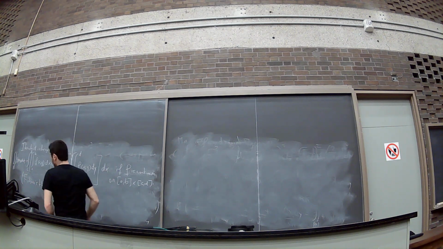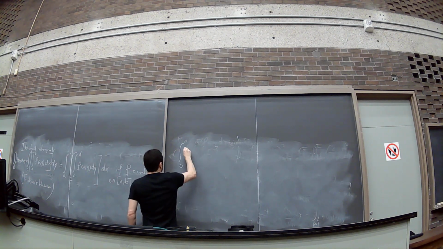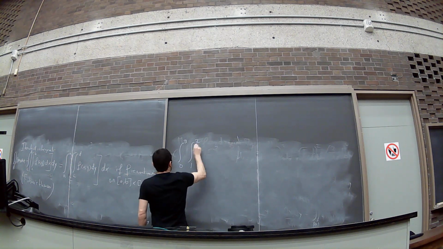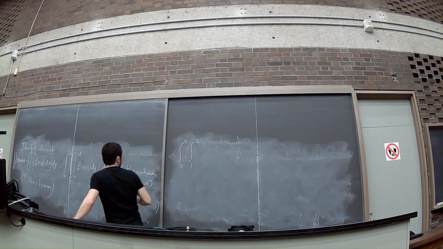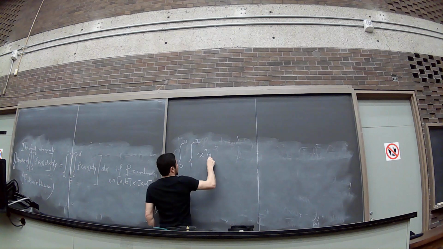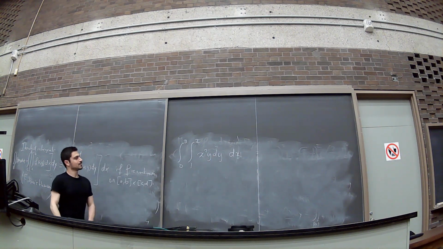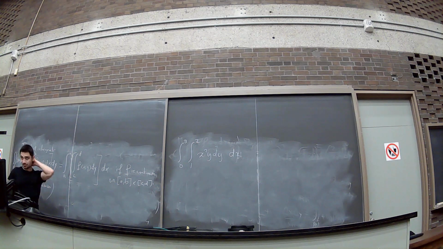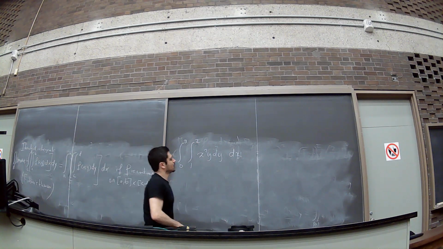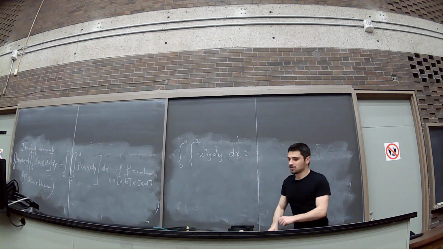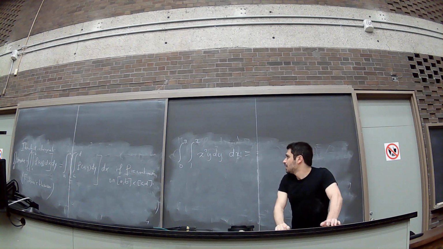I do have an example. Find this integral, x squared y dy dx. How to compute them? So I want to integrate x squared y dy. What is the thing that's changing here? The first integral.